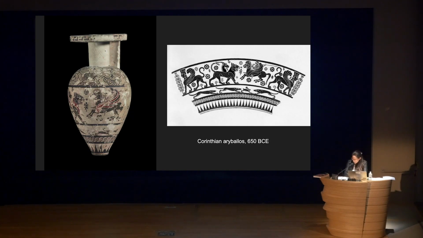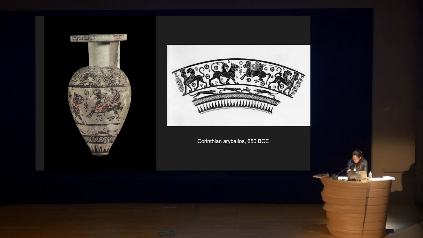A tiny Corinthian jar for luxurious perfume. So this object, of course, scale is always a challenge when we present in auditoria. It was so small because the contents were very luxurious and exotic. They came from Arabia and India and so forth.